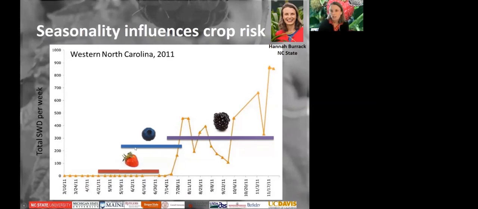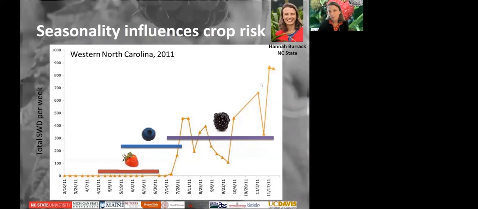Now this phenology is going to shift depending on where you are in the country and what crops you are growing. So blueberries may be a fall crop in other parts of the country, such as the Pacific Northwest or the Upper Midwest. And in that case, they're going to fall into a higher risk period. So seasonality really influences the susceptibility of flies.